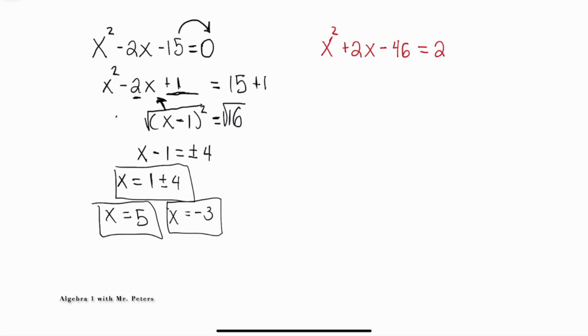Now, in the second example, what they sometimes do is they will not give it to you in standard form or with the equation set equal to 0. So we have to be mindful of that. So we're going to add 46 on both sides. So we have x squared plus 2x is equal to 48. We take half of the b term, which is 1, and when we square it, it's just 1. Add it on both sides. The right side simplifies to 49.